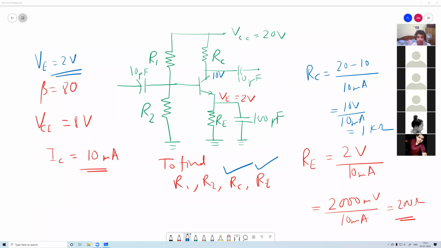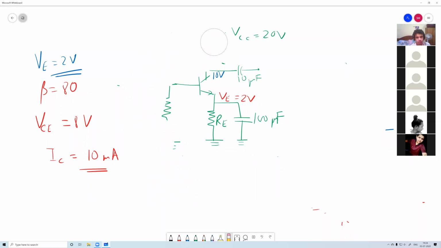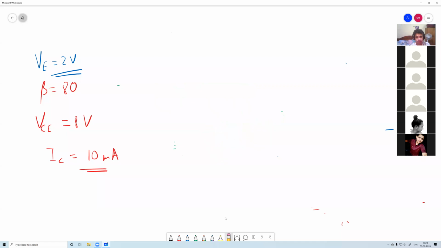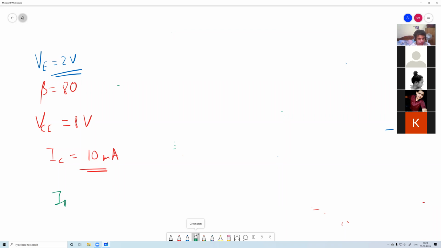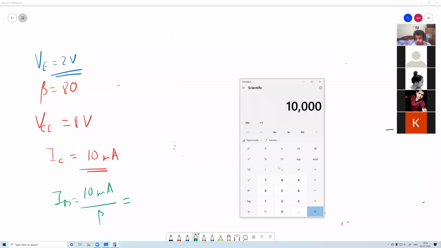So let us take the Thevenin's equivalent. I am using this RC and RE part. These have been already considered. Beta is given. So if IC is 10 milliamps, IB would be 10 milliamps by beta. So 10 milliamps is 10,000 microamps divided by 80. So 125 microamps.